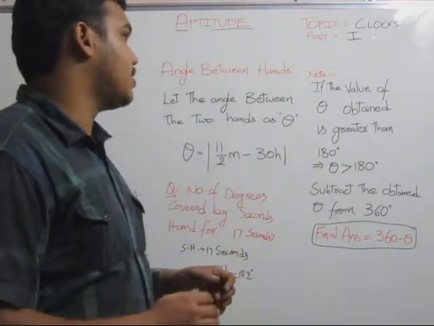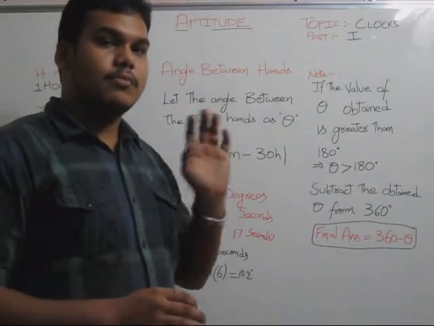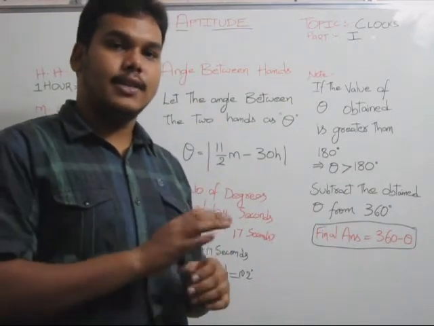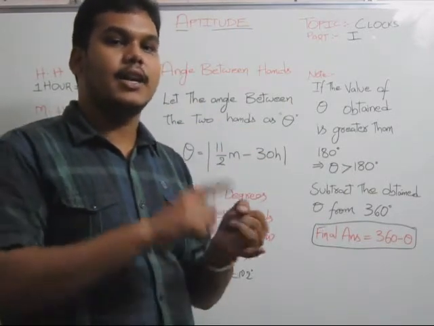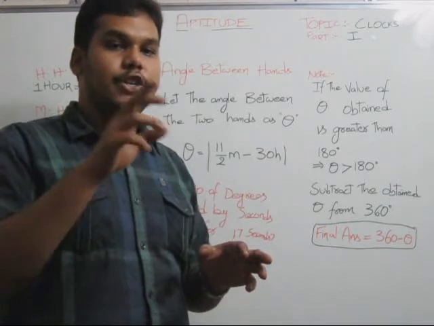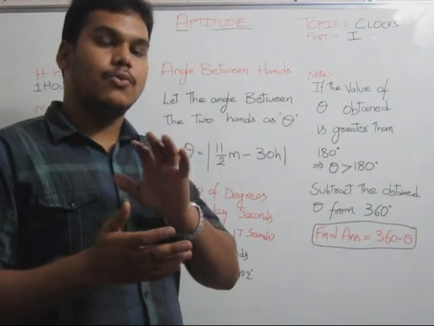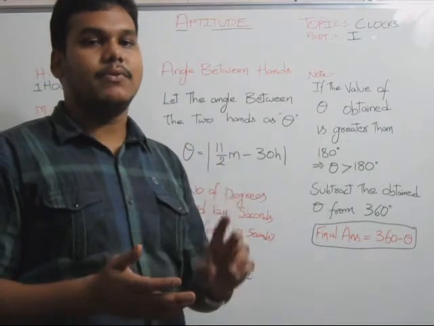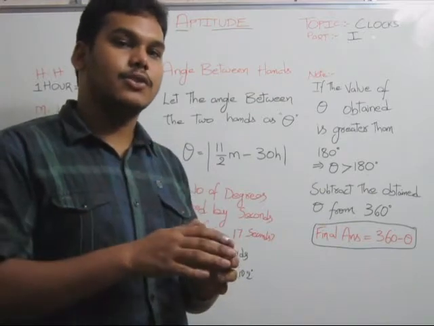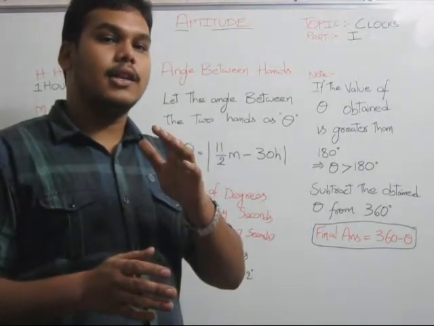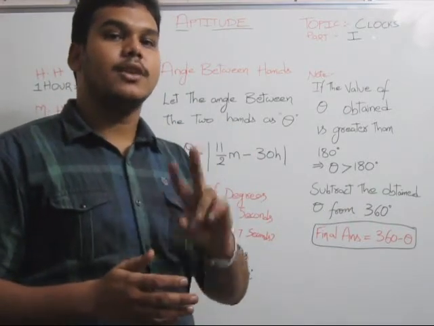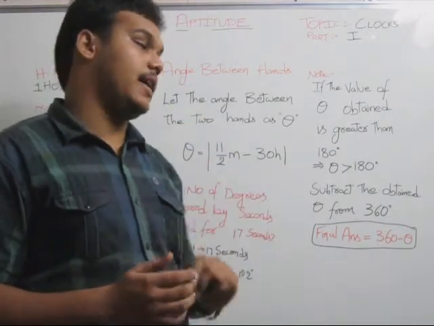Now moving on to the other concept. The next concept is to find the angle between two hands. As I said earlier, we have three hands: a minute hand, an hour hand and a second hand. As the second hand is revolving continuously in the clock, now we have to find the angle between the hour hand and the minute hand. Since the second hand is revolving continuously, there is no question of finding the angle between the second hand and any other hand. The only question that comes up is the angle between the minute hand and the hour hand.